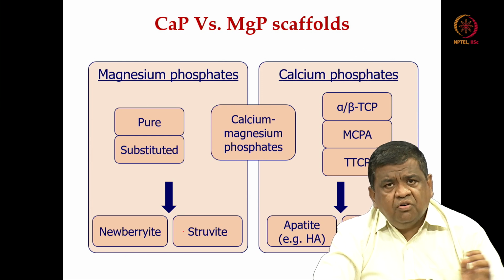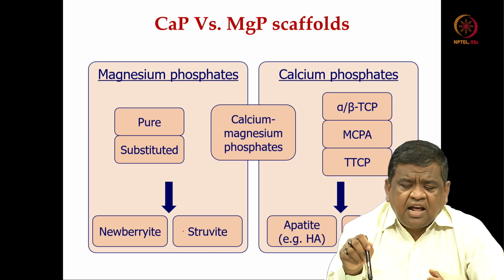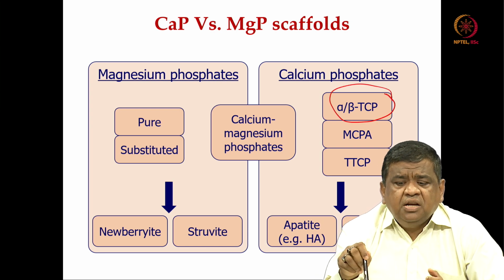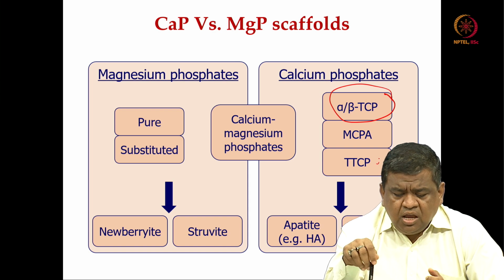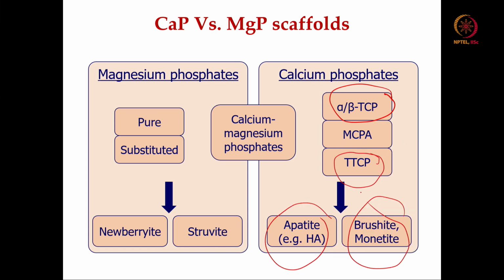materials. Now, if you look at calcium phosphate versus magnesium phosphate scaffolds in terms of their specific advantages, in calcium phosphate you have alpha or beta tricalcium phosphate. You also have TTCP, and apatite like hydroxyapatite, but brushite and monetite are also possible. In magnesium phosphate you can use either pure or substituted, and you can get struvite, which is one of the phases that you will also notice in the next few minutes.